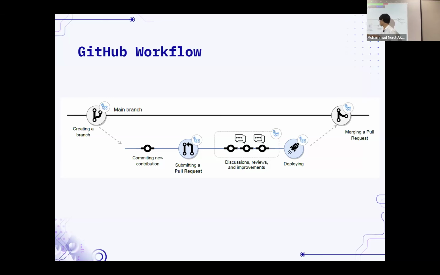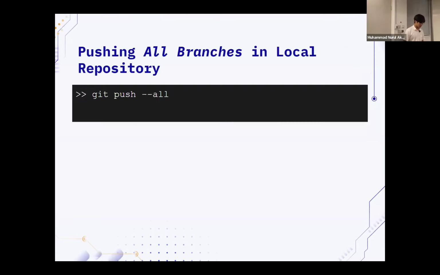You commit it. Then you submit a pull request. That means you submit something that says, I want to collaborate. I want to put my code inside your project. Then you discuss reviews and you deploy to test it out. Then you merge it into the main project. So your code will be inside the main project. Okay, let's just start.